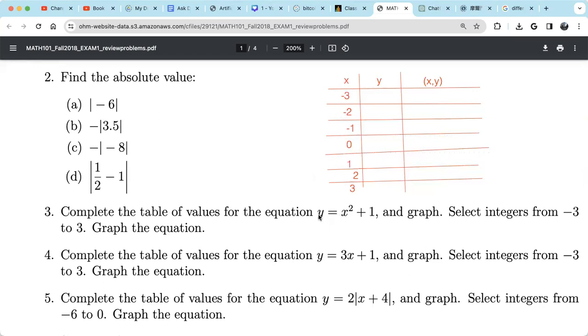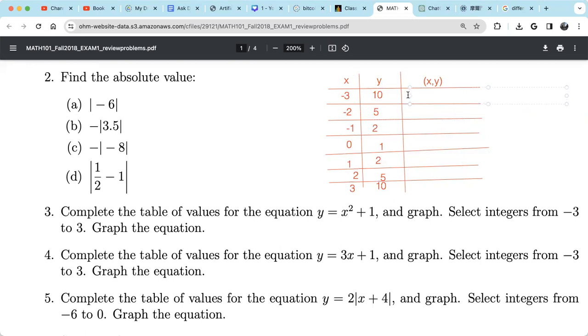Then we plug into this equation y equals x squared plus 1 to get a y value. When x equals -3, -3 squared is 9, 9 plus 1 gets 10. When x equals -2, -2 squared is 4, 4 plus 1 is 5. -1 squared is 1, 1 plus 1 we get 2. 0 squared is 0, 0 plus 1 we get 1. 1 we get 2. 2 we get 5. 3 we get 10.